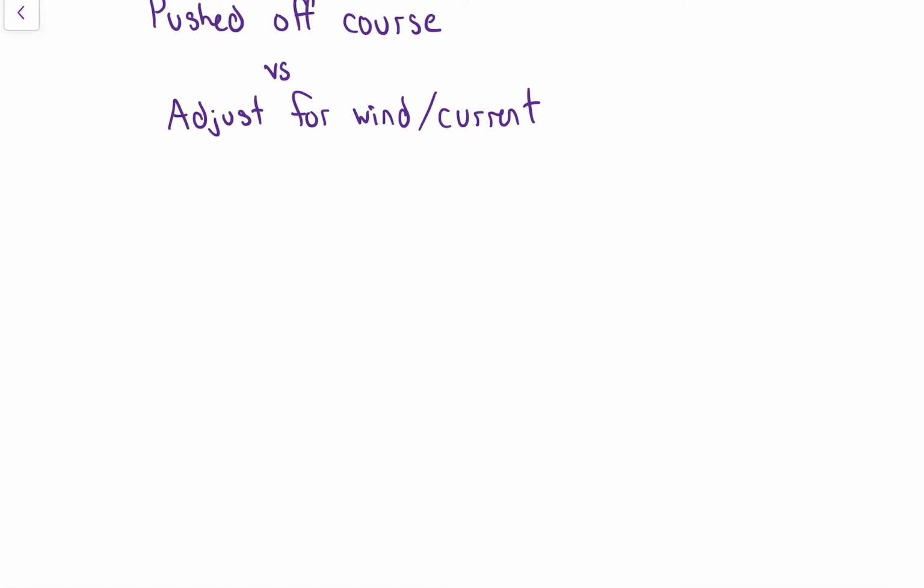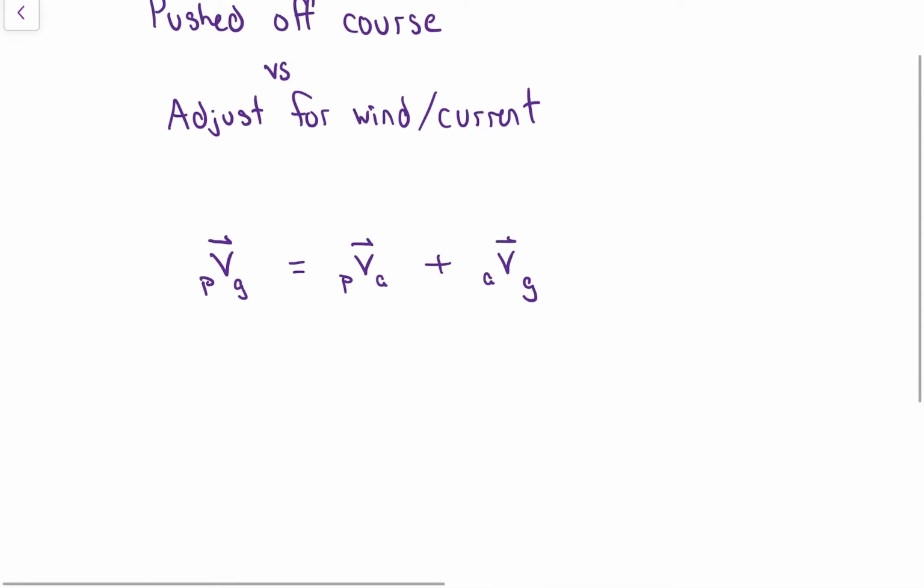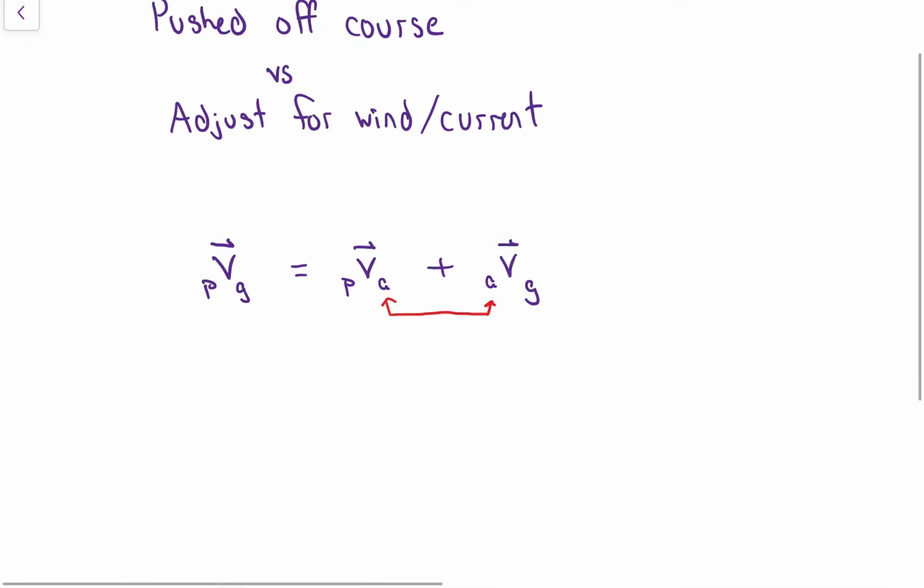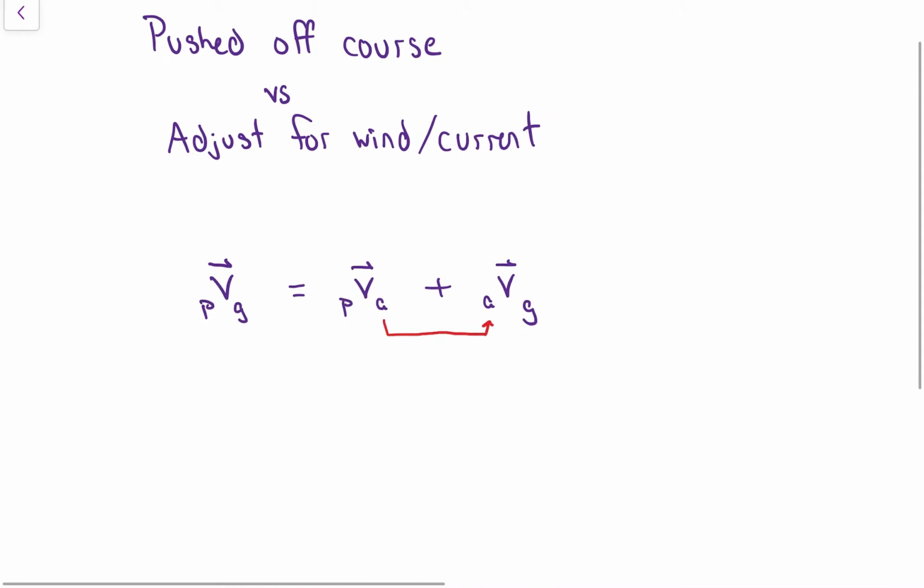Let's talk about a plane flying through the air. We could say that the velocity of the plane with respect to the ground is the velocity of the plane with respect to the air plus the velocity of the air with respect to the ground. It's almost as if these middle subscripts cancel out. So the A's cancel out. To get from plane to ground, we go plane to air plus air to ground.